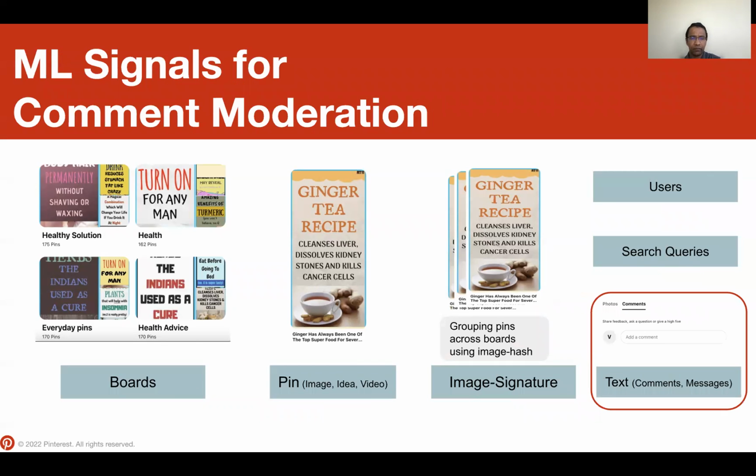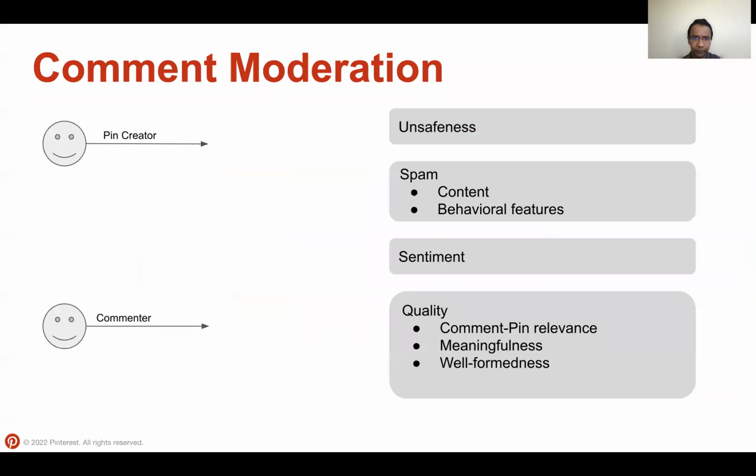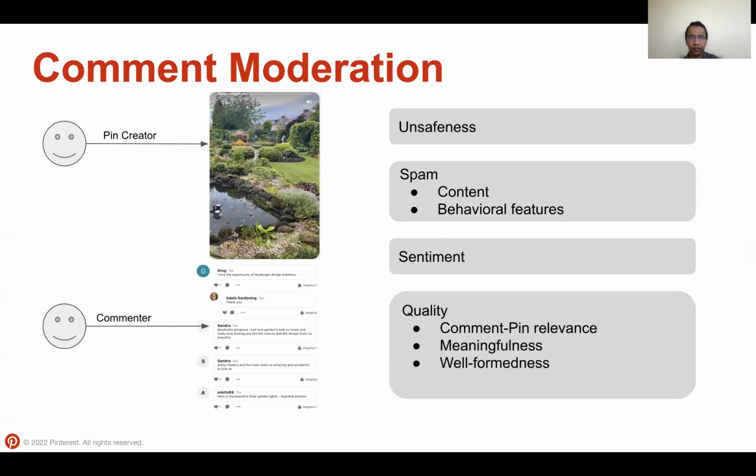Next, I'm going to talk about our ML signal for comment moderation. The comment ecosystem on Pinterest helps users to engage with the pinners, but sometimes it's misused. For comments, we identify whether a comment is unsafe, spammy, what is the sentiment of the comment, and what is the quality of the comment. To do that, we use a lot of information from the pin creator, from the commenter, the comment text, and other related information.